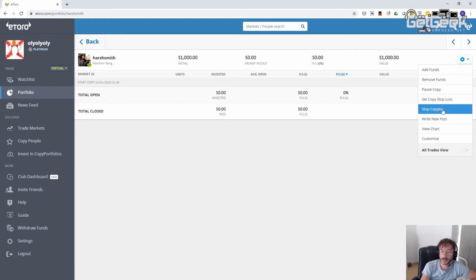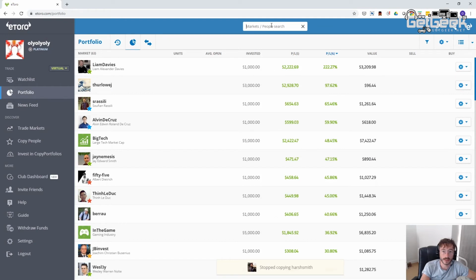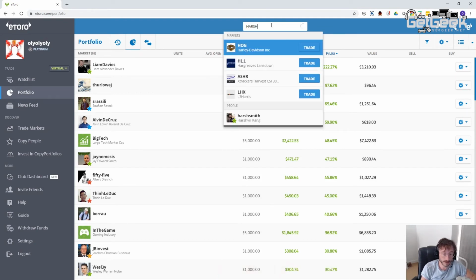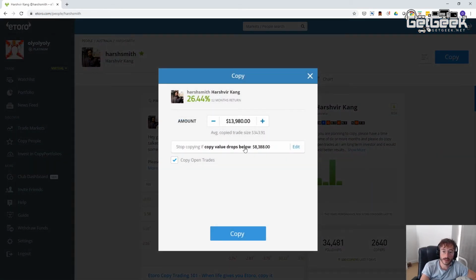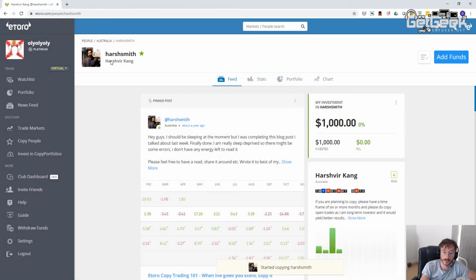But if we close out of this, and then we go in here, and now I'm going to go copy, and I'm going to say copy open trades with $1,000, and then if we do that, copy.